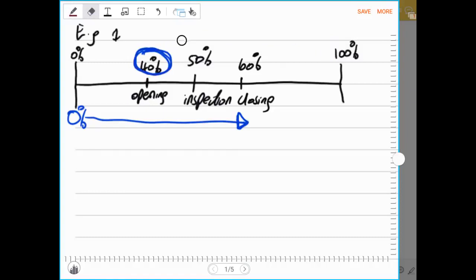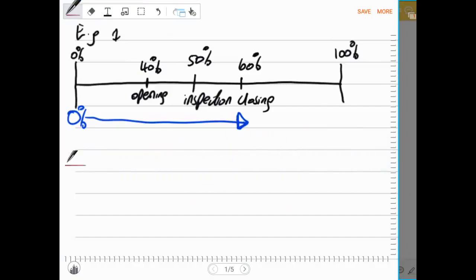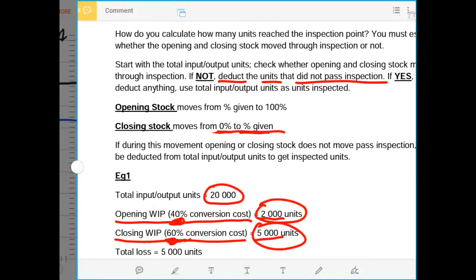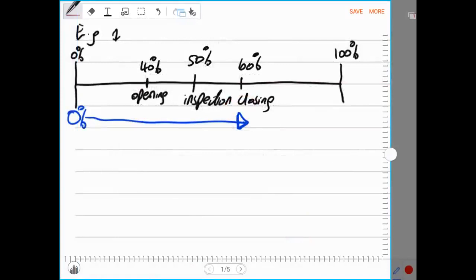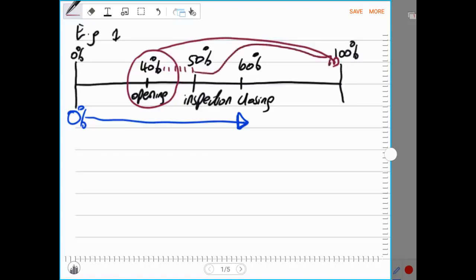The answer is yes, the opening stock will pass the point of inspection. Why? Because this sentence told us that opening stock moves from a given percentage up to 100%. And here is the given percentage in terms of opening, that is 40%, and they said it moves up to 100%. So it will say 40, 45, 46, 47, 48, 49, 50. It will pass 50 up to 100%. So when we ask ourselves, will the opening stock pass the point of inspection? The answer is yes. And if it's yes, it means we don't do anything.